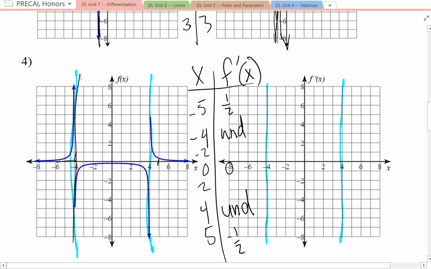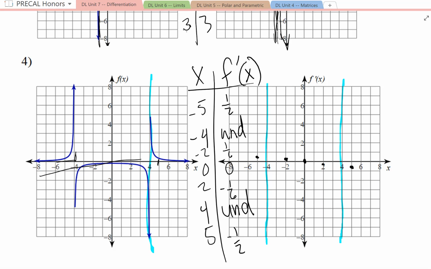Now at 2, what do we estimate? I ended up just estimating it was about 1/6. Of course, that would be negative 1/6. And on the other side, this one would be positive 1/6. Go ahead and plot these points. Now you may say to yourself, I still don't know what's going on here. So you could plug in more points, but I'm going to estimate the rest of the way.